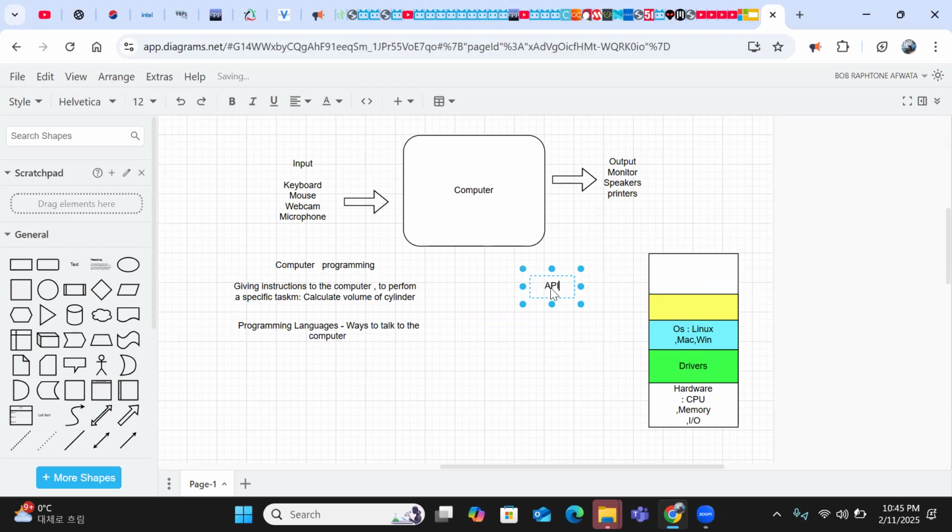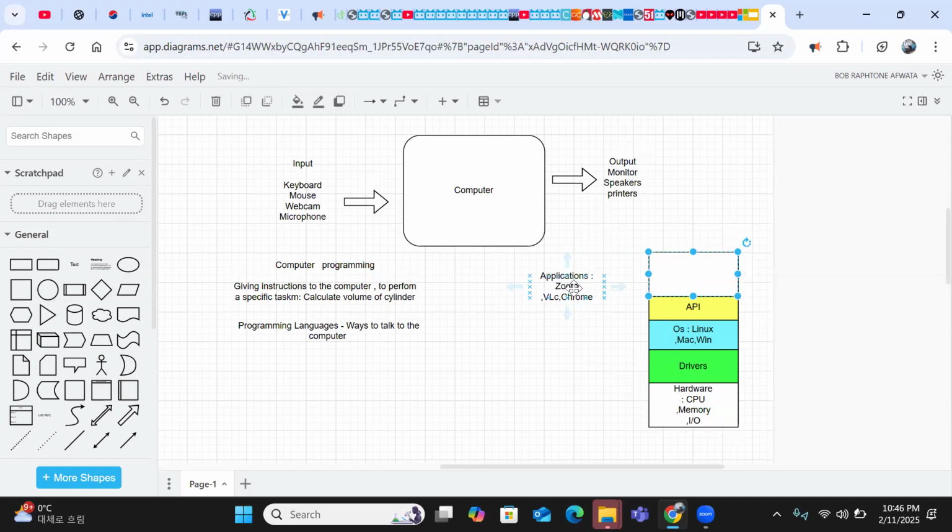API, the application programming interface here. And then on top of this is what is called the application. So which applications or which apps are we using? Like now we are using Zoom. We are using VLC to play music. You are using Google Chrome. All those are applications. Are we together? Yes. Those ones are on top here, the applications.